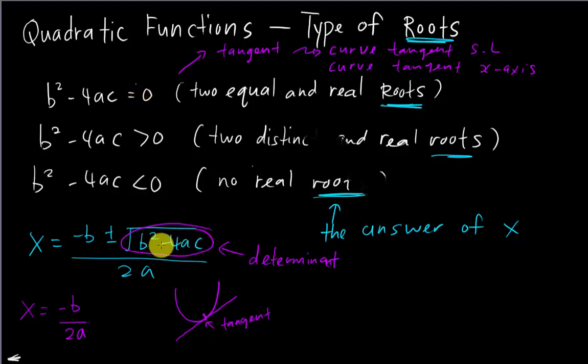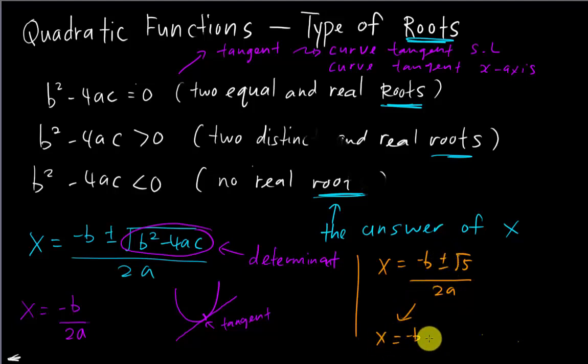If b squared minus 4ac is not 0, what does that mean? Okay, if I say b squared minus 4ac is bigger than 0, I randomly put any value bigger than 0. For example, maybe I put 5. So you get x equals negative b plus minus square root 5 over 2a. Because this is plus minus, you have two answers, which is x equals negative b plus square root 5 over 2a, and x equals negative b minus square root 5 over 2a. So you have two different answers.